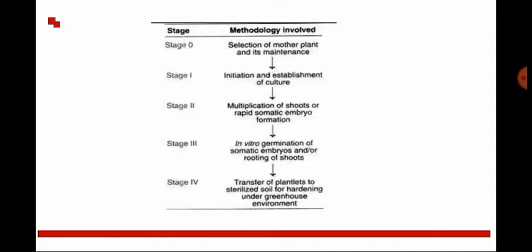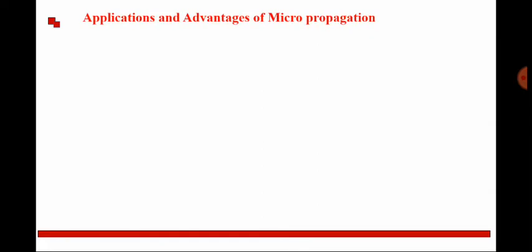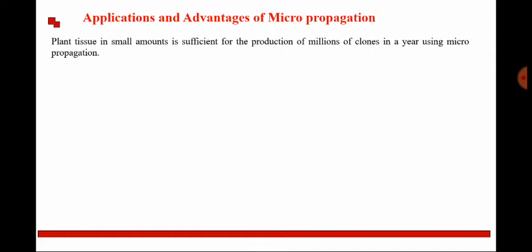Here you can see a diagram for these different stages, and last is the application and advantages of micropropagation. So in this, first, a small tissue is sufficient for the production of millions of clones. You can see this in banana production. You can use only a small tissue for millions of clones.